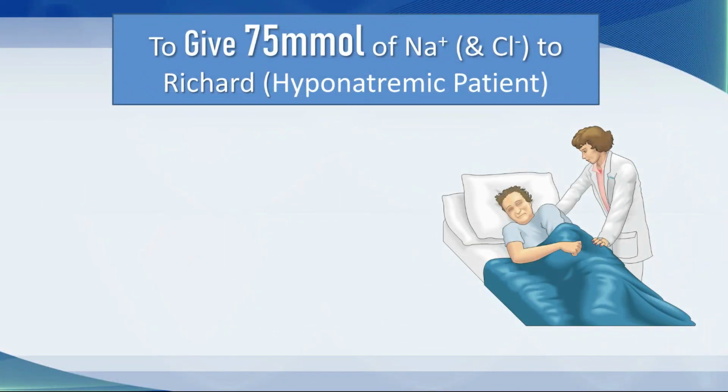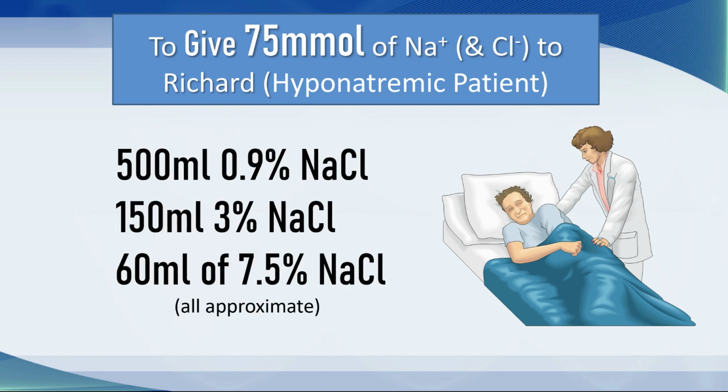To give 75 millimoles of sodium and chloride to Richard, who's hyponatremic, that's a very inconvenient number, so I would suggest giving 77 millimoles. We can give 500 mils of 0.9% saline, 150 mils of 3% saline, or 60 mils of 7.5% saline. And they're all obviously approximations.